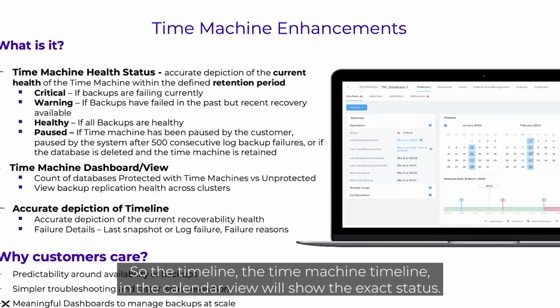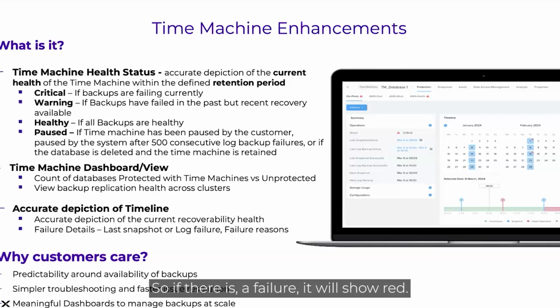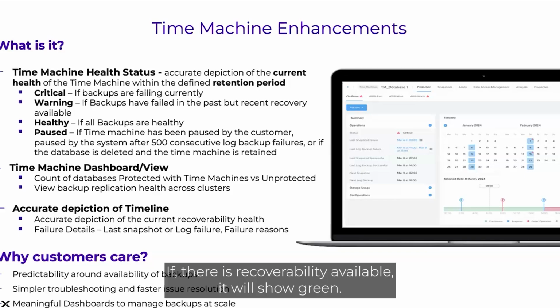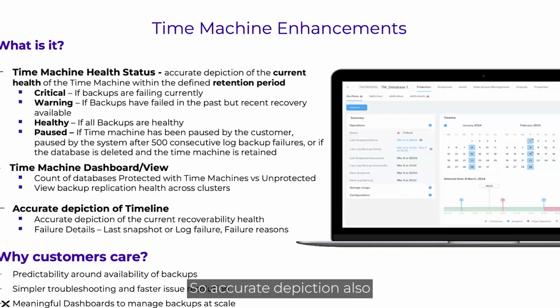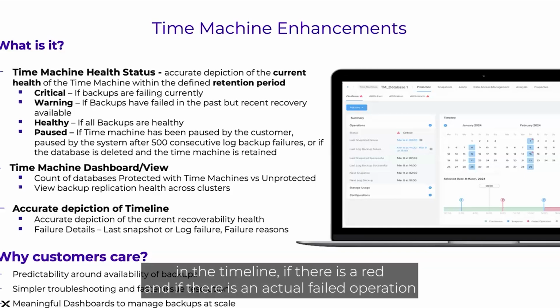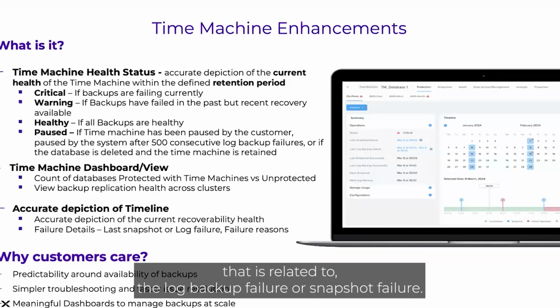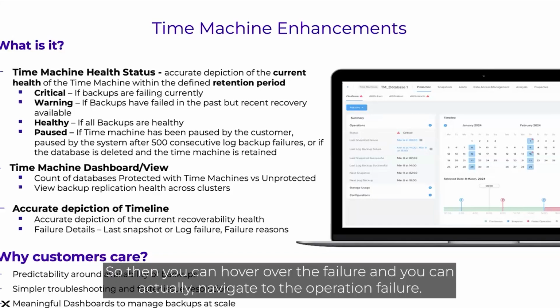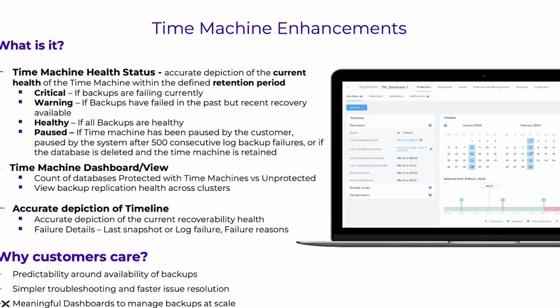So the time machine timeline in the calendar view will show the exact status. If there is a failure, it will show red. If there is recoverability available, it will show green. So, an accurate depiction. Also on the timeline, if there is a red and an actual failed operation related to the log backup failure or snapshot failure, then you can hover over the failure and you can actually navigate to the operation failure.